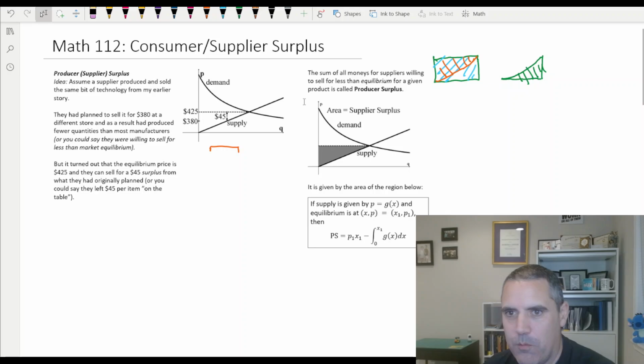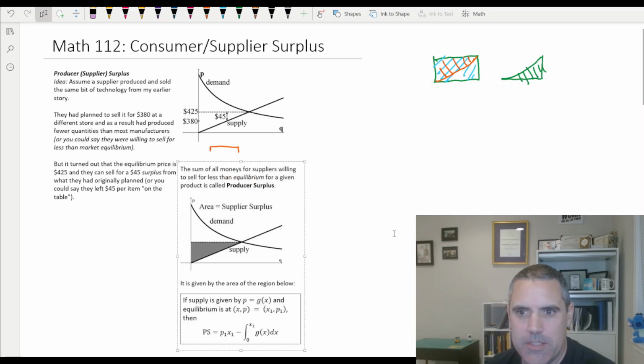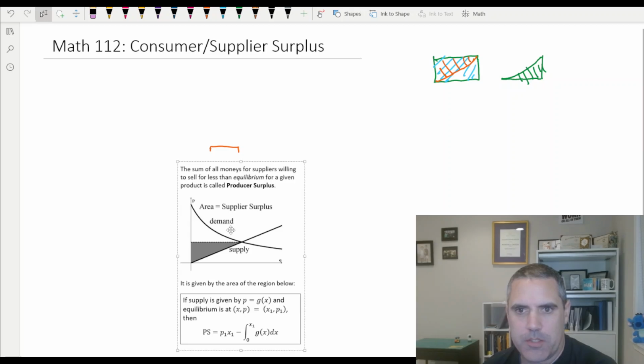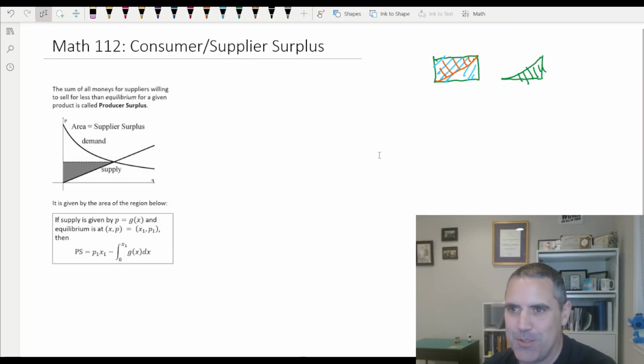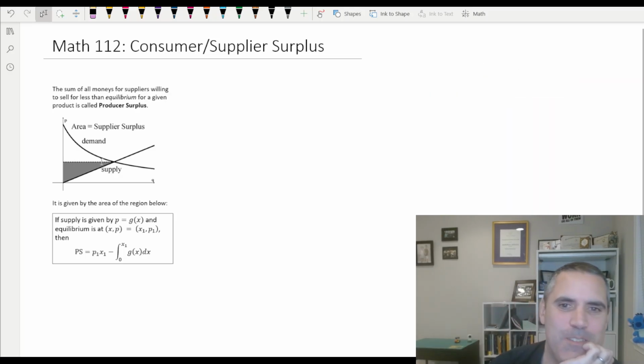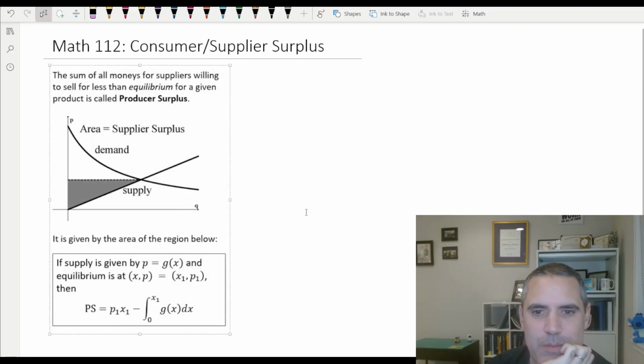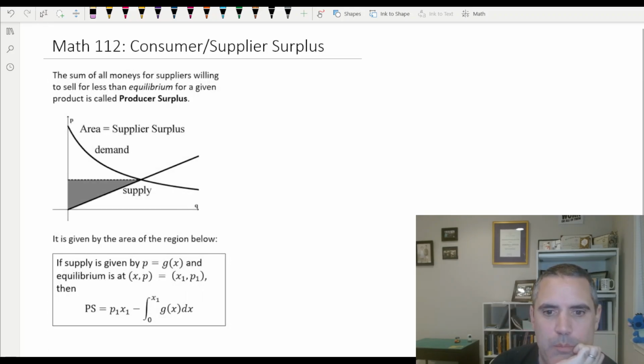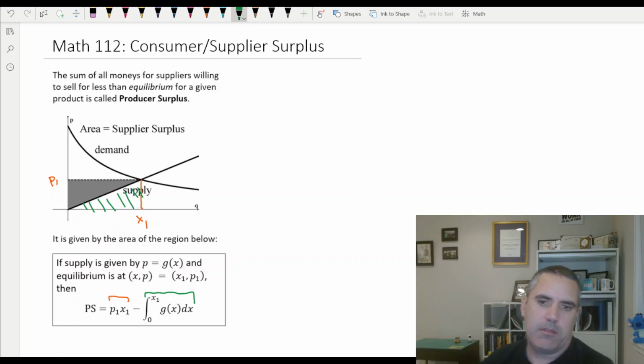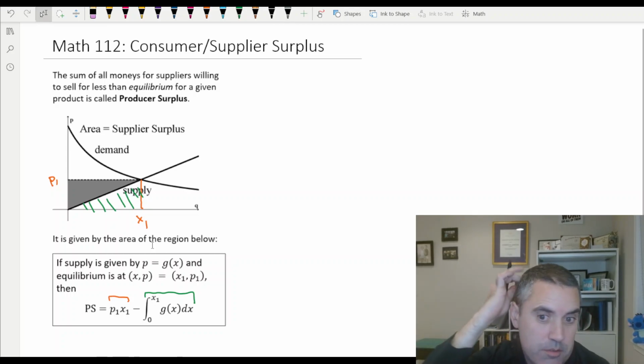Okay, so there's our formula for what this is. And that should make sense, based off our little discussion there. Wasn't much of a discussion because it's just me talking. Okay, so we're trying to find that area. This first part represents the area of that box. This is X1, this is P1. And the second one represents the area under the curve here. And we subtract that from the box and it gives us our producers or suppliers surplus, is what we call that.